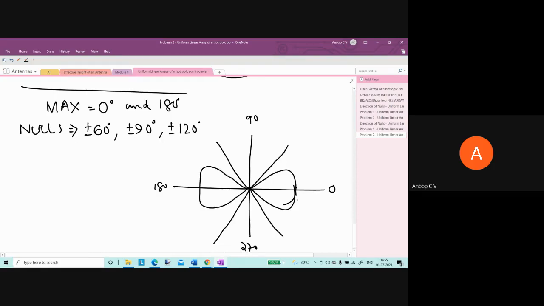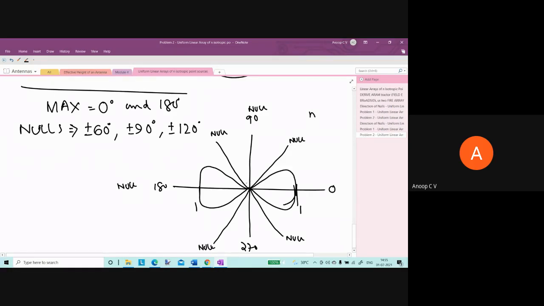And if it is a normalized field pattern, it will be equal to 1. If it is actual, it will be equal to n, right? And we have values in between. So this is a null direction, this is another null direction, this is another null, this is another null, and this is another null.